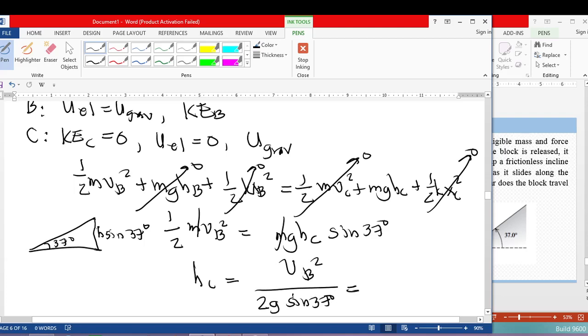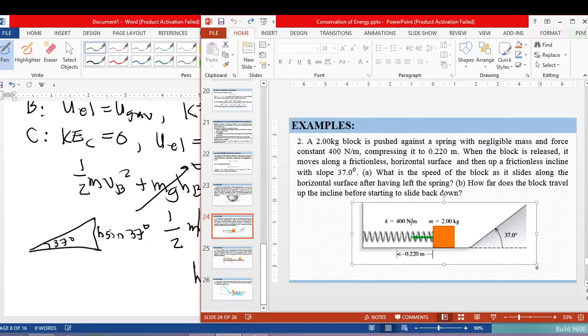So how much is that? You know vB already, right? vB is 3.1. I will just calculate here with my calculator, divided by sine of 37. So that is 0.81. So the maximum height that your block can reach is only 0.81 meters. Okay? I think that's it.